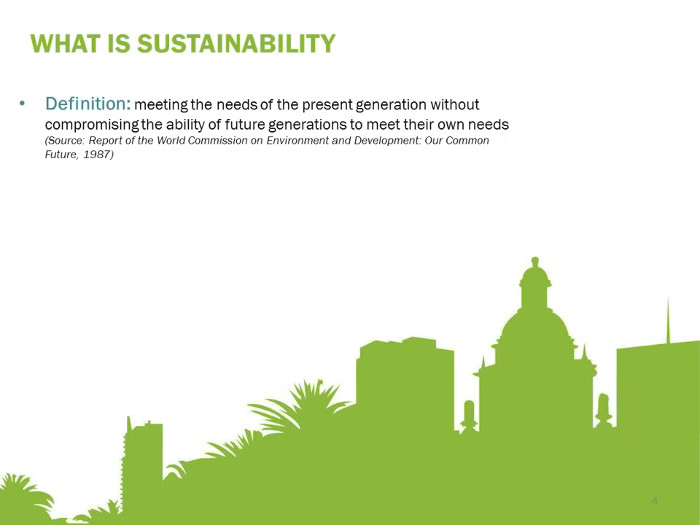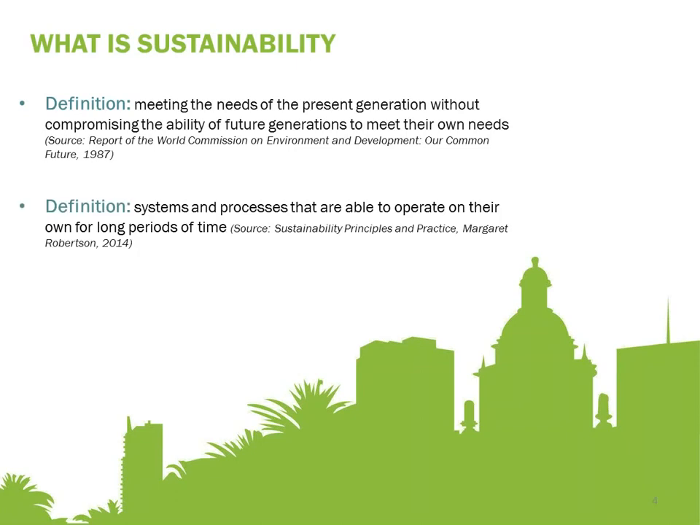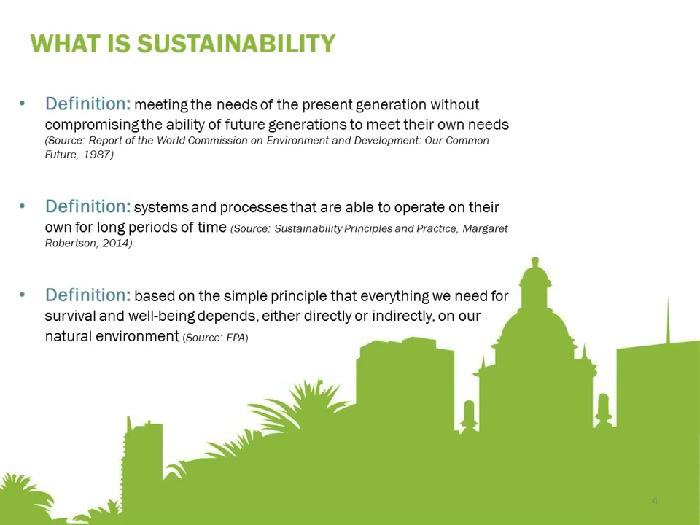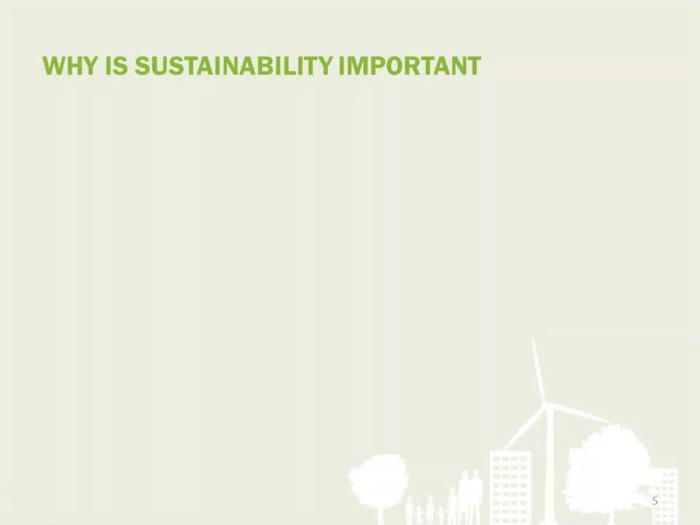The first definition is one of the older ones. This definition of sustainability is meeting the needs of the present generation without compromising the ability of future generations to meet their own needs. This is more of a recent definition: systems and processes that are able to operate on their own for long periods of time. Finally, this is from the EPA: based on the simple principle that everything we need for our survival and well-being depends either directly or indirectly on our natural environment.